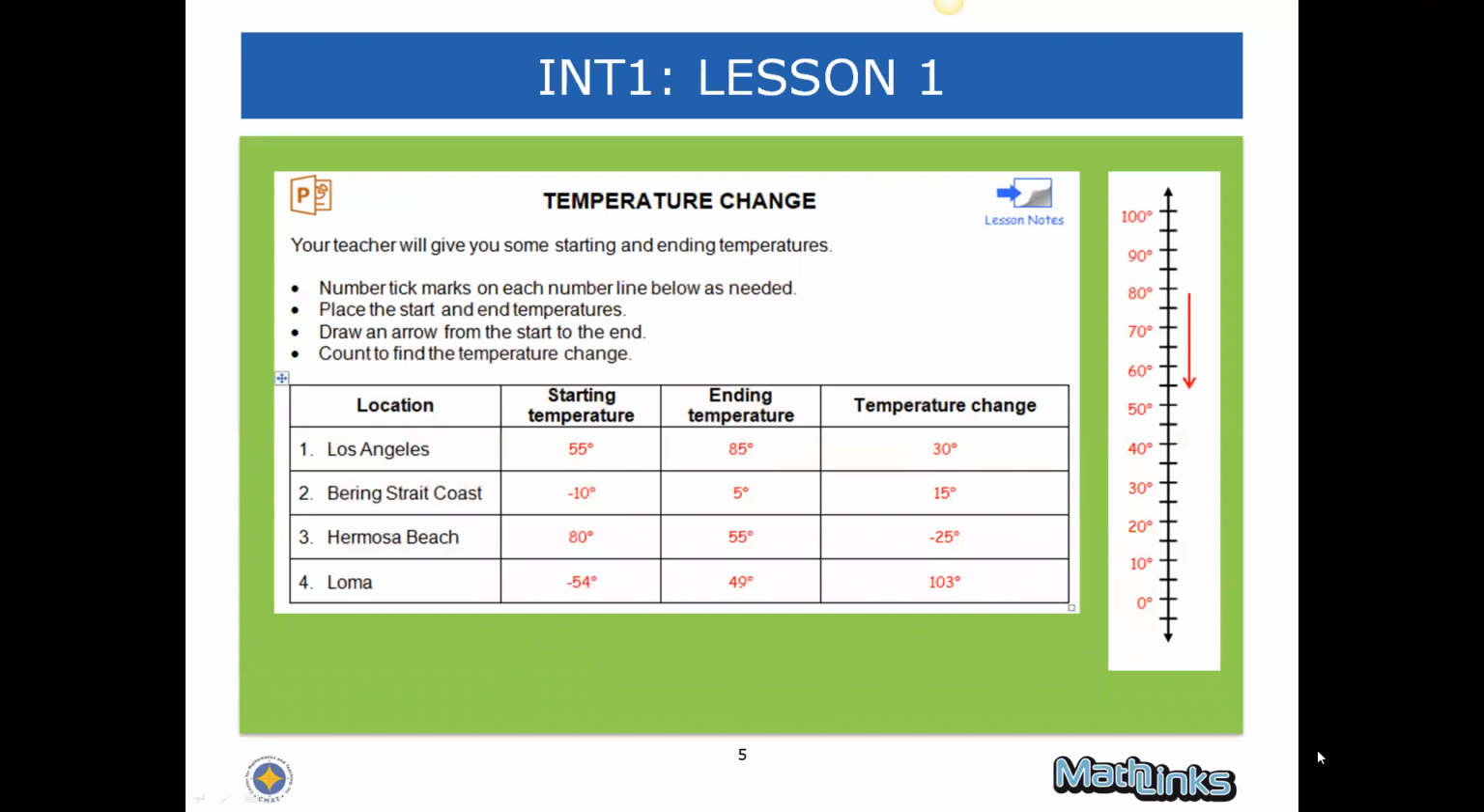Let's now look at the content of the module. Packet 1 introduces students to integer concepts. In Lesson 1, students use arrows on number lines to represent direction and distance and solve problems involving temperature.